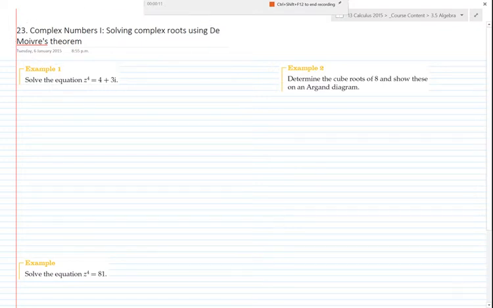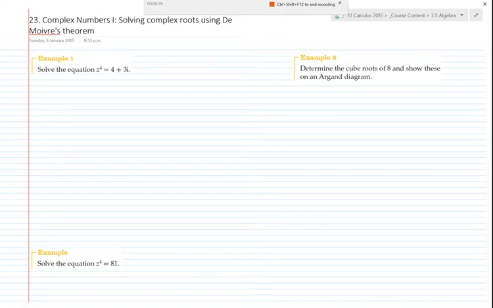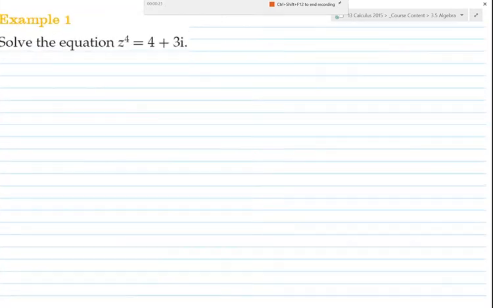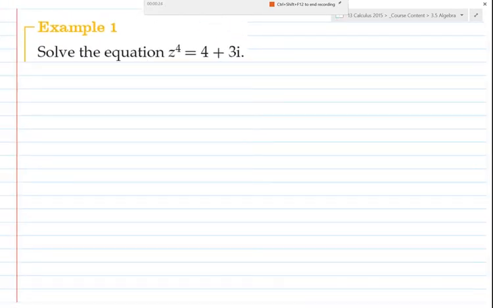And so in this video we're looking at using de Moivre's theorem for solving complex equations and how it sort of saves us a lot of fiddling about. So here, with our first example, we're solving the equation z to the 4 equals 4 plus 3i. So just remembering that z we often use for a complex expression, so we could expect a complex solution here.